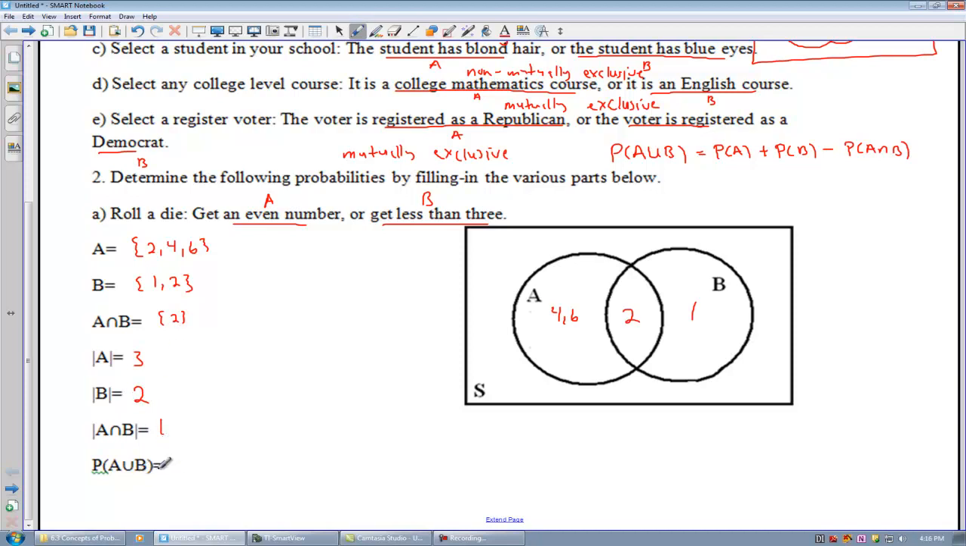To compute the probability of A union B, which means the probability that I roll an even number or I roll a number that's less than 3, I can break it down: P of A plus P of B, and then take away the intersection, P of A intersect B. That's the number of things in A divided by the total number of things in my sample space. How many things are in A? I said 3, and my sample space has 6 possible outcomes, so 3 over 6, plus the number of things in B, which is 2, divided by 6, and then take off their intersection, which is just 1, divided by 6. So I get 3 plus 2, which is 5, minus 1, which is 4, so 4 over 6, which equals 2/3, or we could write 67%.